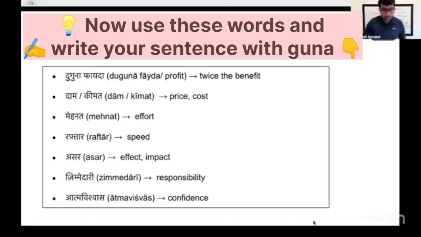Right? So we've done the examples. Now I want all of you to scan these words. These are intermediate level vocabulary. So faida; a price for something, कीमत or दाम; and similarly hard work, mehnat. All of these things that I have written down increase or decrease, either qualitatively or quantitatively.